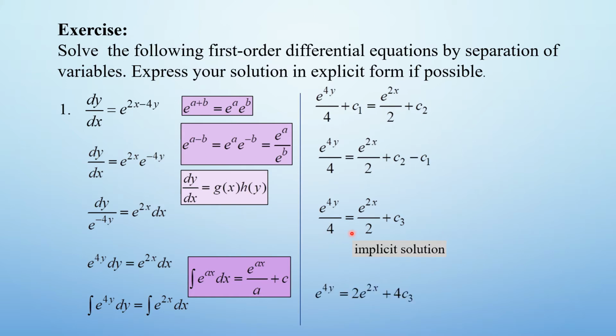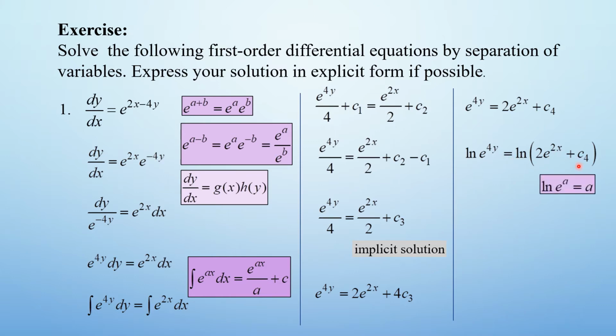Yes, we can. What you have to do is to firstly multiply the whole equation by the number 4 as follows. And then we apply the ln on each side of the equation. But before that, notice that 4 times c3, 4 is a constant, times another constant will result in a new constant. So we call it c4. And then we apply ln on both sides of the equation: ln e to the power of 4y equals ln of 2e to the 2x plus c4.